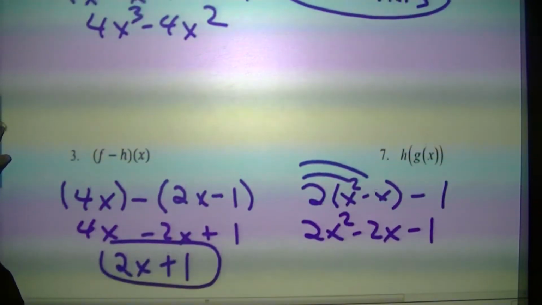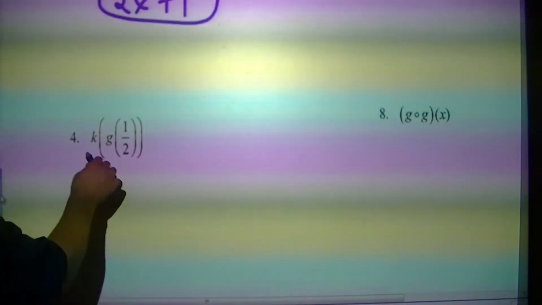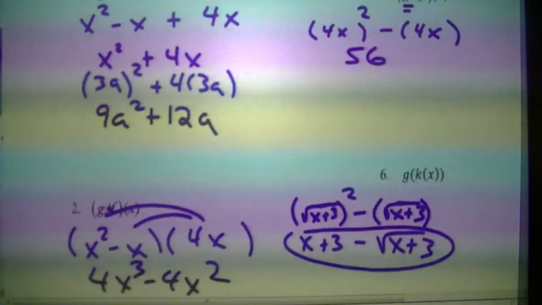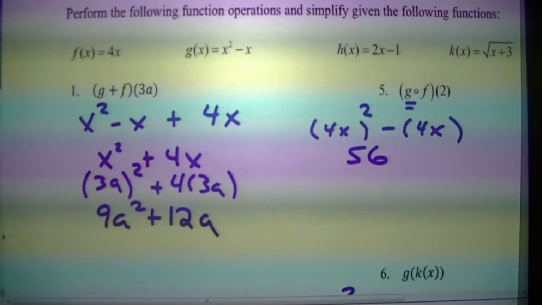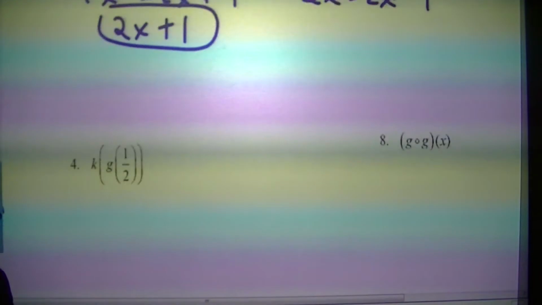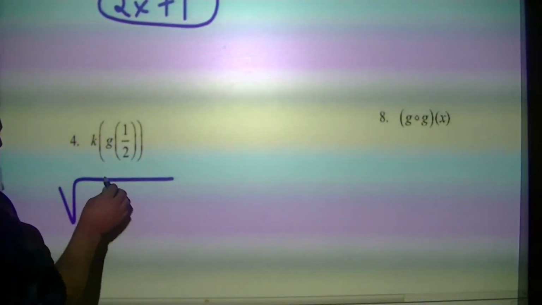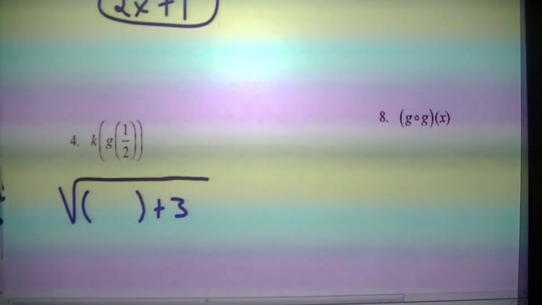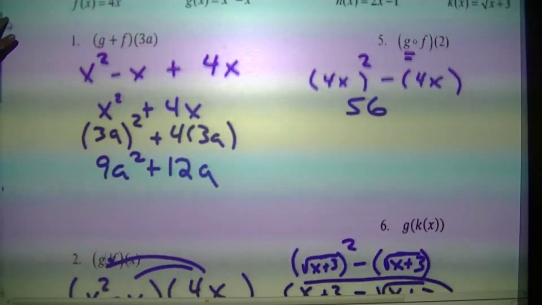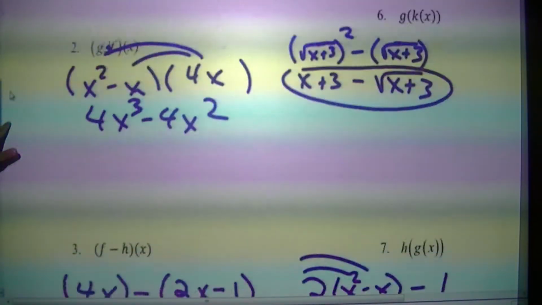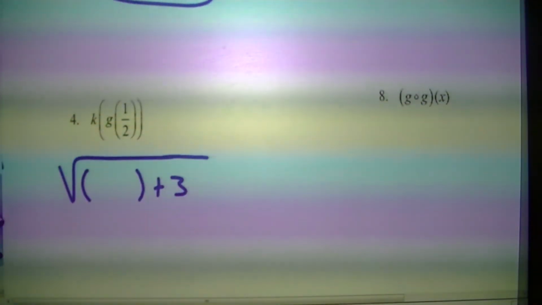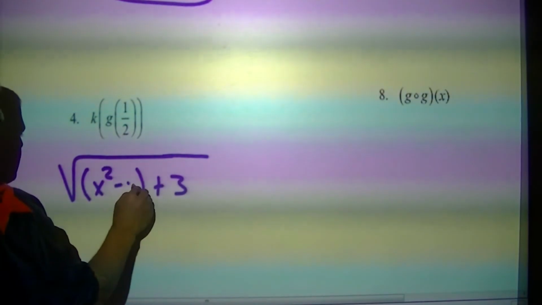All right, 4. K of g of 1/2. K is square root of x plus 3. Now instead of x, I'm going to put that plus 3 right there, and then I'm filling in, what function am I filling in? G. Sorry for all the flipping back and forth. G is x squared minus x.